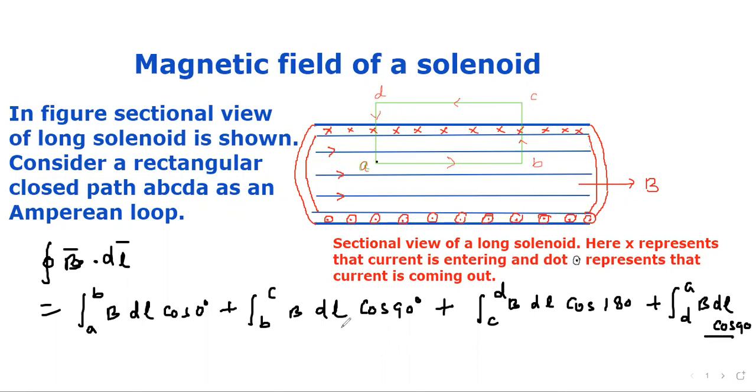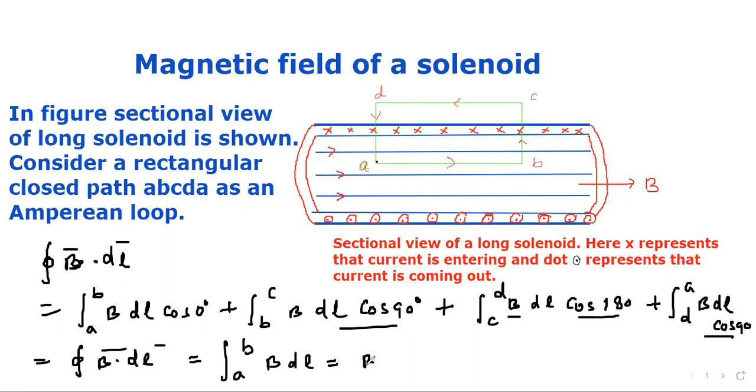Cos 90 is 0, so these two terms will cancel out. And here cos 180 is -1, but outside the solenoid the magnetic field is 0, so this term will also be 0. Hence, we will get only one term. So integration B dot dl is equal to the integral from A to B of B dl, which will be equal to BL, where L is the length between A and B.